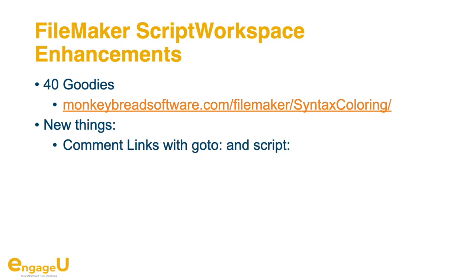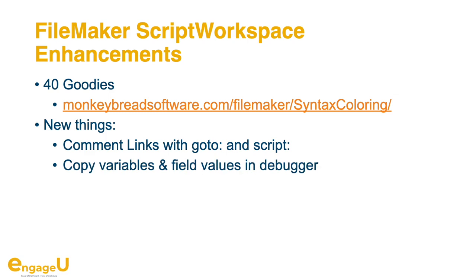So, for example, you can have a comment in a script using goto or script double colon, and then the plugin allows you to click on a little widget to jump to the line or jump to the other script. You can also copy variable and field values in the debugger. Like if you go with the mouse over the field name or the variable name, make a right click on a Mac, and you can get the context menu, and there you can copy the value.